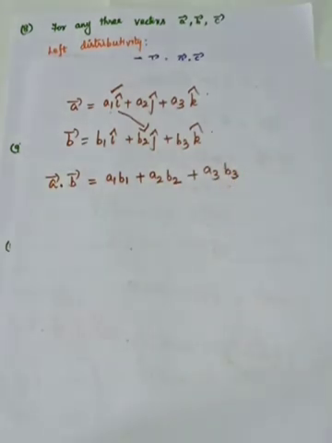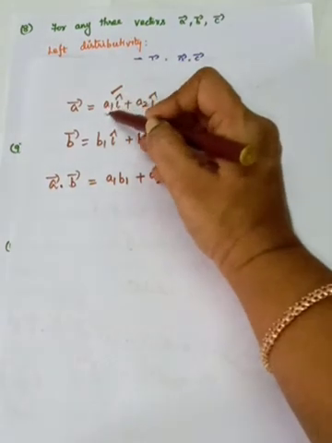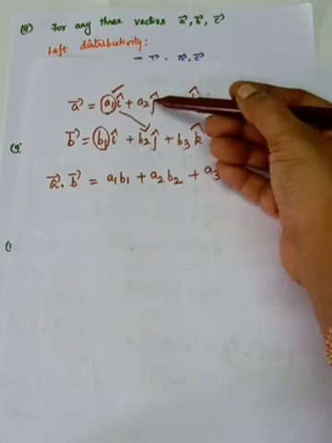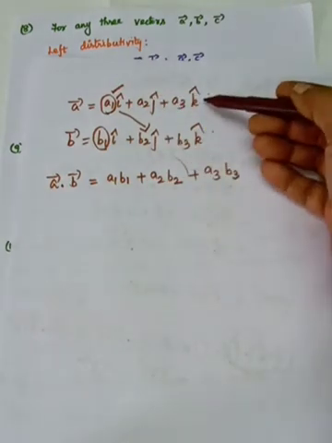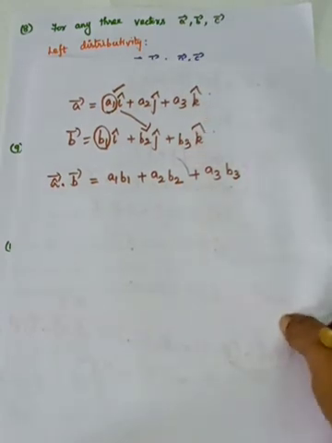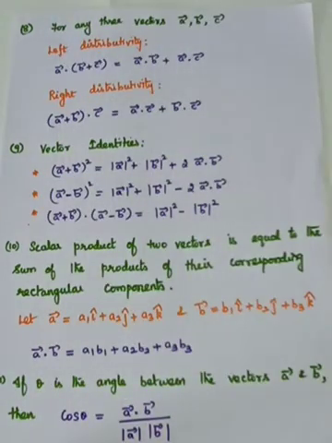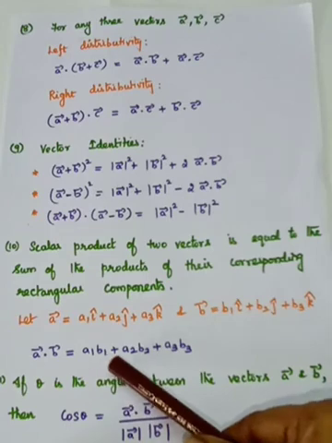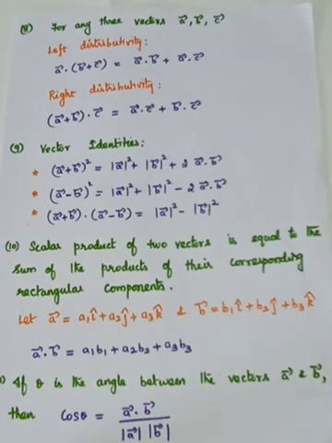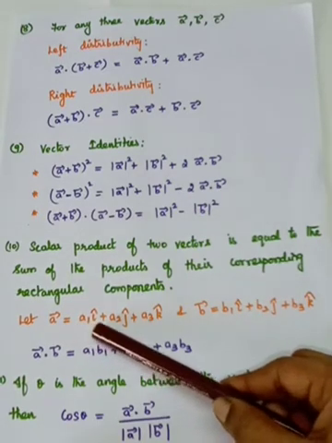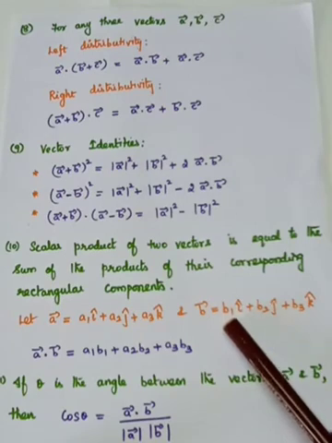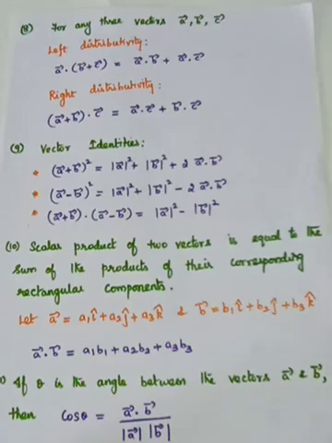So if you want to take the scalar product of two vectors in terms of rectangular components, you have to multiply the coefficient of I cap, the next J cap coefficient has to be multiplied, and the next K cap coefficient has to be multiplied. Then you have to add all the same components. So the scalar product of two vectors is equal to the sum of the product of their corresponding rectangular components. Corresponding rectangular components means I cap here, the coefficient is A1, it has to be multiplied with the same component of the next vector, that is B1. So A1 B1 plus A2 B2 plus A3 B3.